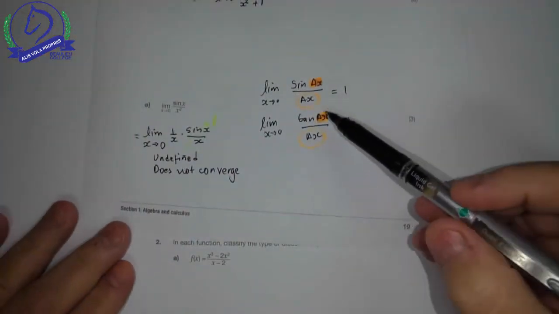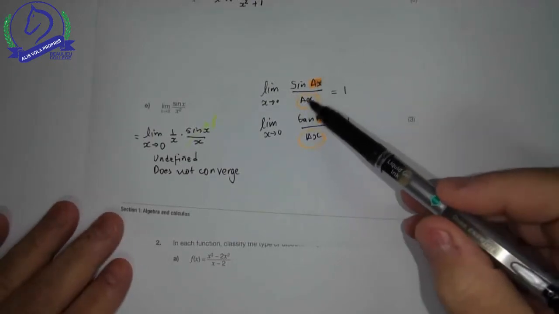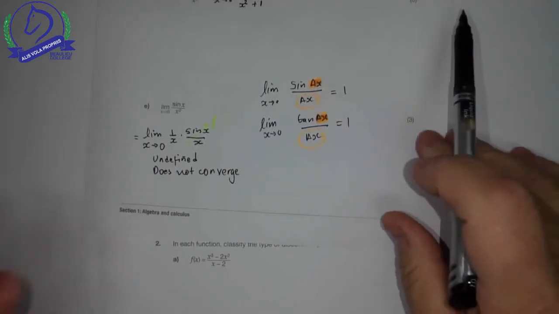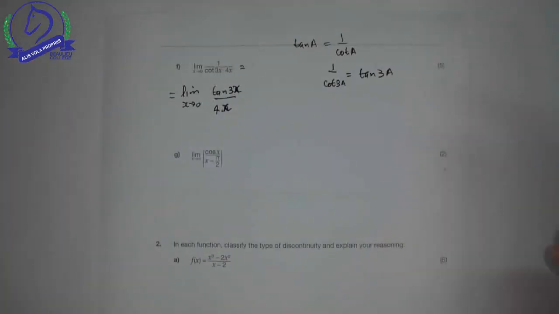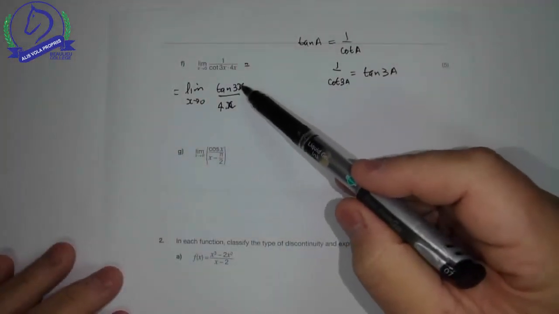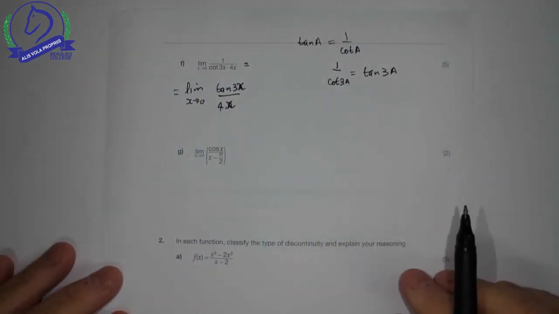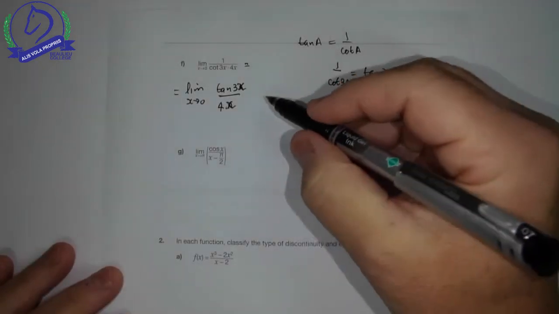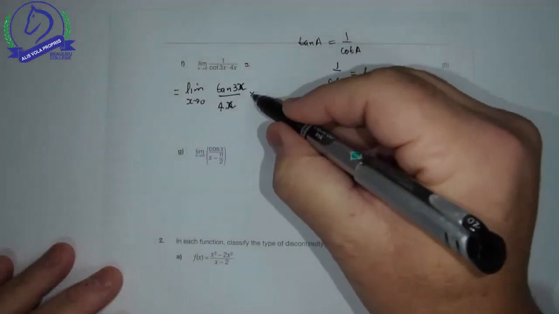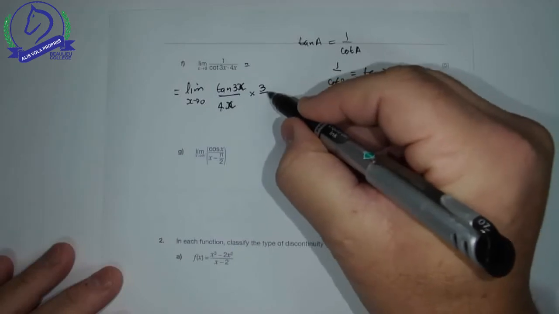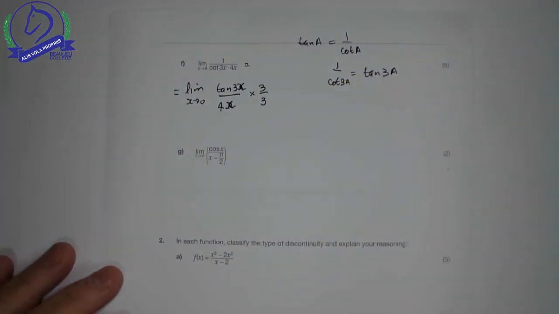Now, going back to last week's lesson, if I look at this limit over here, remember, if these arguments are equal, then I can say that the limit when x tends to 0 is 1. The problem that we have here is that the argument is 3x, whereas the denominator is 4x. So how can I change that? What I would do here is multiply numerator and denominator by 3 over 3. So multiplying by 1, literally.